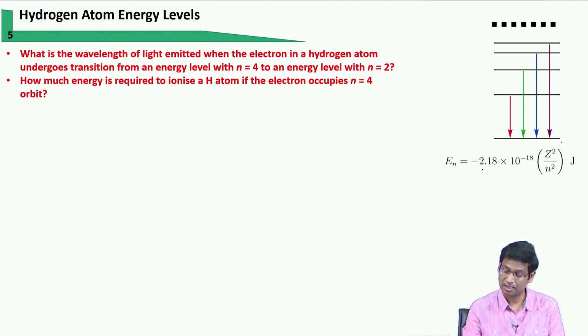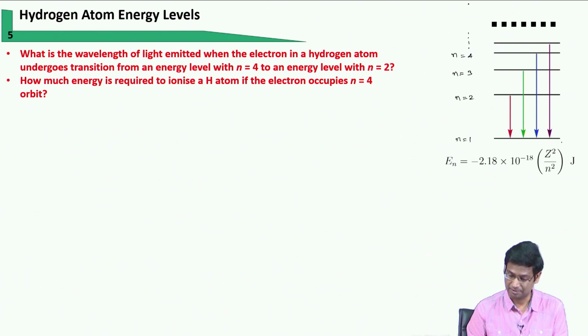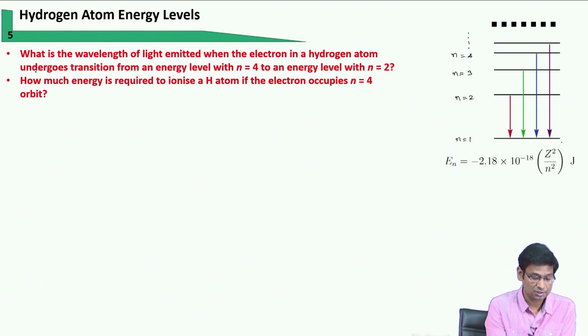The energy of the nth state of hydrogen atom is given by this expression, which is a constant multiplied by Z square divided by n square, where Z is the atomic number of the system and n is the quantum number or the state. So, the ground state is n equals 1, the next one is n equals 2, n equals 3, n equals 4, and so on until very large n. Now let us look at the question.